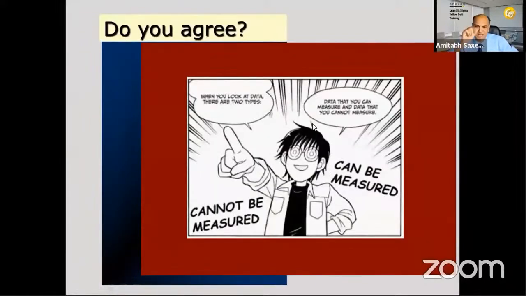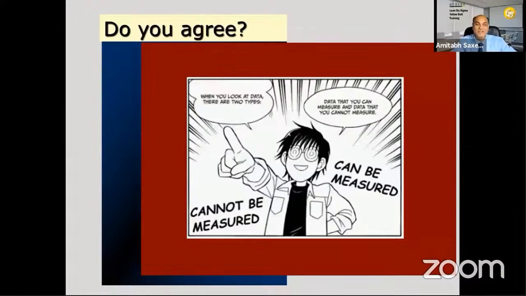Okay. Do you agree with the statement? There are two types of data. Some cannot be measured and some can be measured. Do you agree with that? You can write in the chat box. Some people are telling, yes, I agree. Most of you are saying agree. Some people are saying no. But let me tell you, sorry.